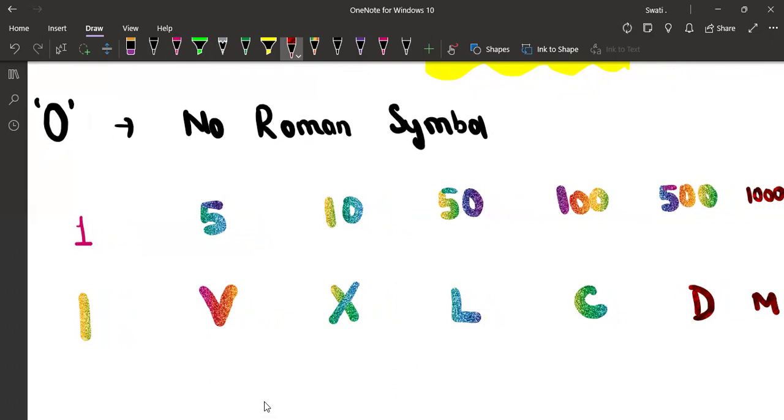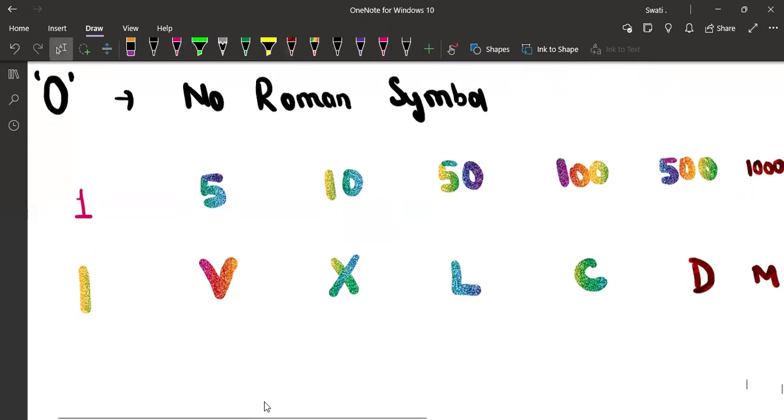Now, this is a very basic thing that you should know. First of all, for 0, we do not have any Roman symbol. For 1, we use I. For 5, we use V. For 10, we use X. For 50, we use L. For 100, we use C. For 500, D. And for 1000, M. There are some other things that you should notice: for Roman symbols, we do not have any place value. For numbers, we know there is a concept of place value, but for Roman symbols, we do not have any place value.